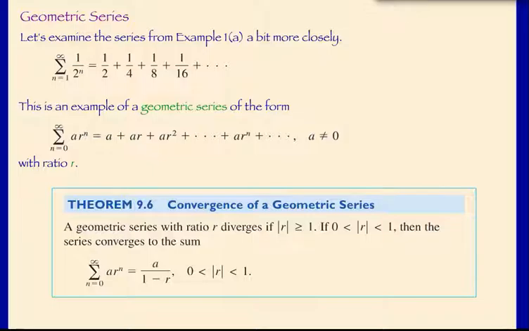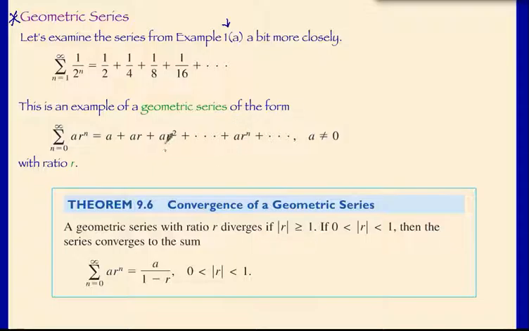Now we're going to talk about another type of series. We've talked about one type of series, the telescoping series, but now we're going to turn our attention to the geometric series. Once again, if a series falls into a category which can be identified, in this case a geometric series, we have some rules that we can use to determine whether or not it converges or diverges and what the sum is. So let's examine the series from example 1a a bit more closely.